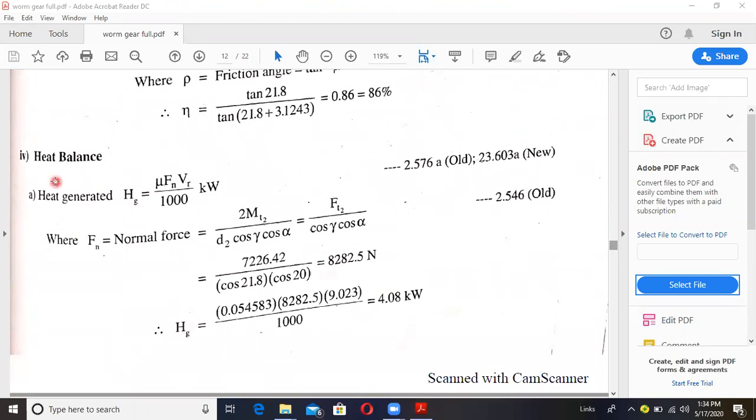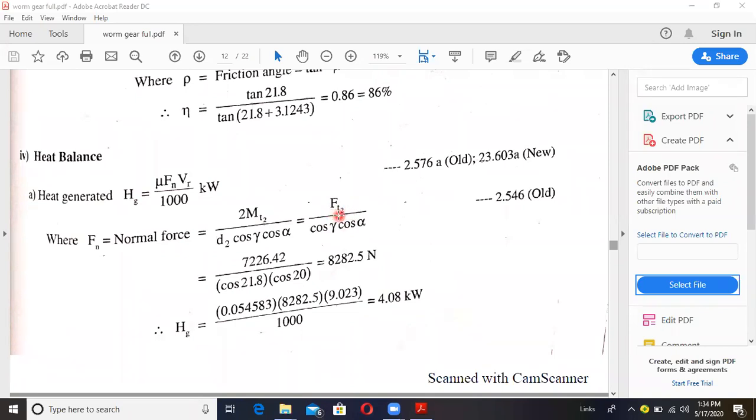Next is heat generated. So the next unknown we are going to calculate is heat generated. The formula to calculate heat generated Hg is equal to mu Fn VR divided by 1000. Already you have calculated mu and VR, only unknown is Fn, that is nothing but normal force. Normal force can be calculated by using the formula Ft2 divided by cos gamma into cos alpha.